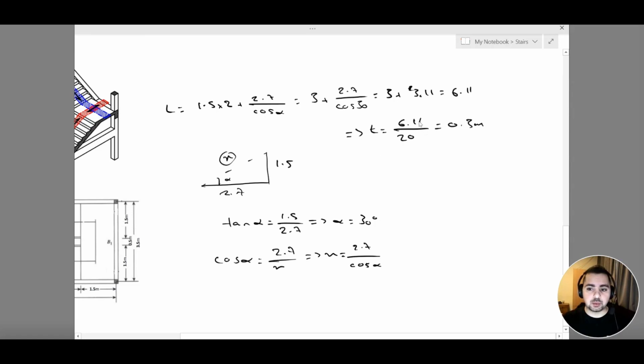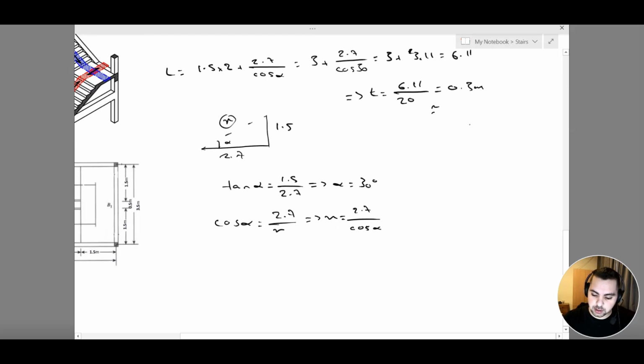However, what we can do is reduce this value. So instead of taking 0.3, we will take 0.2 meters and check for deflection and all of our checking criteria. If all of these criteria are satisfied, then a 0.2 meter value is much more convenient than a 0.3 meter thick stairs. So this is what we're going to do. We are going to go for stairs of thickness 0.2 meters.